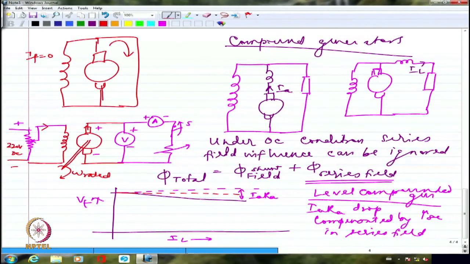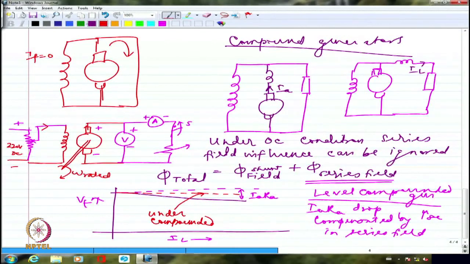Right? So the series field influence is not good enough to completely compensate for the IaRa drop, but it is partially compensating. Then we are calling that an under-compounded generator. I am not really providing the complete compensation for the IaRa drop. I am only providing partial compensation. So I would call this under-compounded.